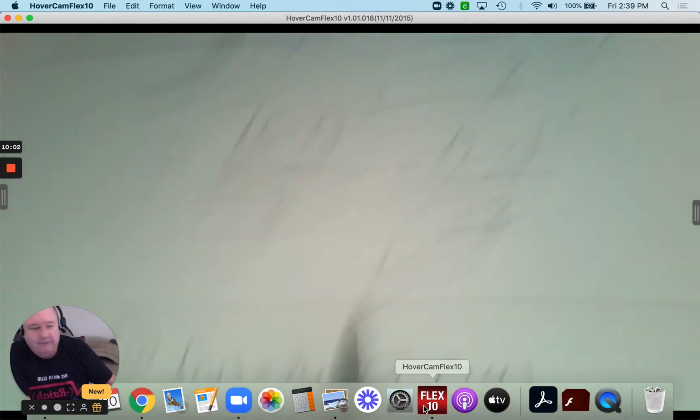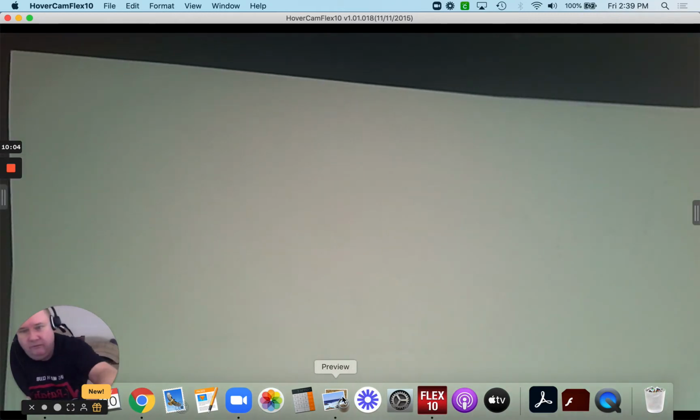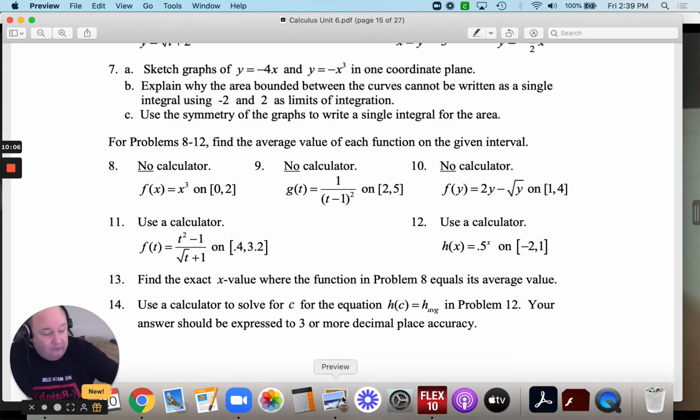All right, number 11. In number 11, it says to use my calculator. I hope I have one that's charged. I think I do. So it says use a calculator to find the average value. So we have f of t equals (t squared minus 1) over the square root of t plus 1, on the interval from 0.4 to 3.2. That's super ugly. But you know what? Our calculator does not care. Here we go. So how would I type that into my calculator to find the average value?